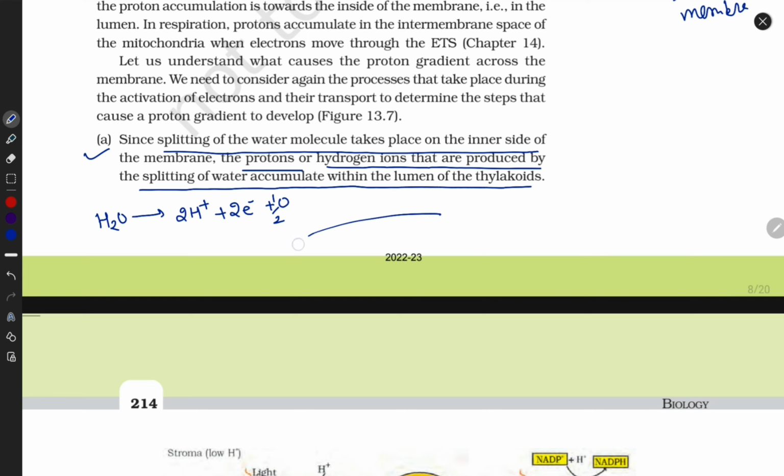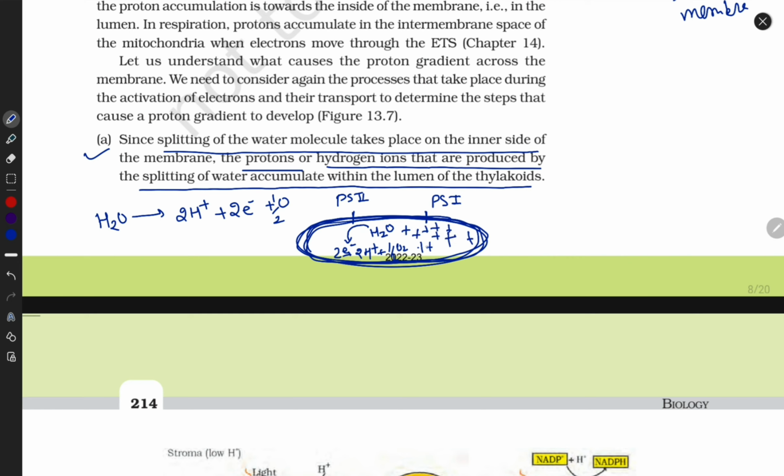Where does this phenomenon occur? Here is one thylakoid. Here photosystem 2 is present, and here photosystem 1 is present. Here the breakdown of water takes place. Then they produce hydrogen ions, protons and half a molecule of oxygen in the lumen of the thylakoid membrane. They only want to increase the positive charge in the thylakoid lumen.